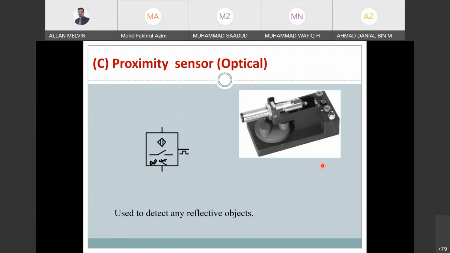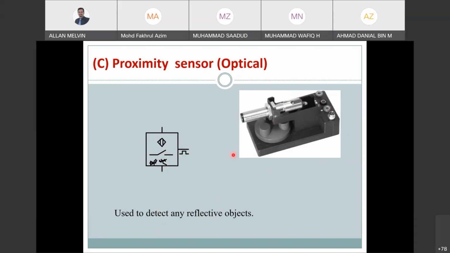Okay, the third type of proximity sensor, optical sensor. So tengok. Jangan tanya kenapa simbol dia macam ni. Simbol dia memang macam ni lah untuk optical. Okay, so benda lain, the other part are the same, just the down part lah. So for optical, it will be like this. Okay, so optical normally it will detect any reflective object.